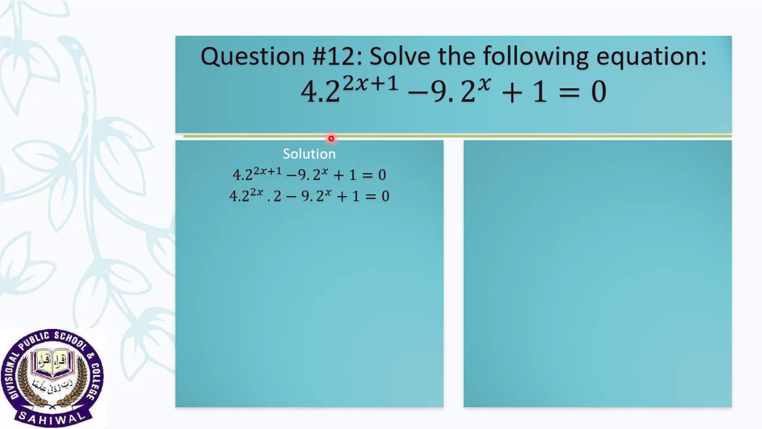So first of all, we break 2 raised to power 2x plus 1 as 2 raised to power 2x multiplying with 2. This 2 raised to power 2x can also be written as 2 raised to power x the whole power 2. This is called the power law. This 4 multiplied with 2 becomes 8.